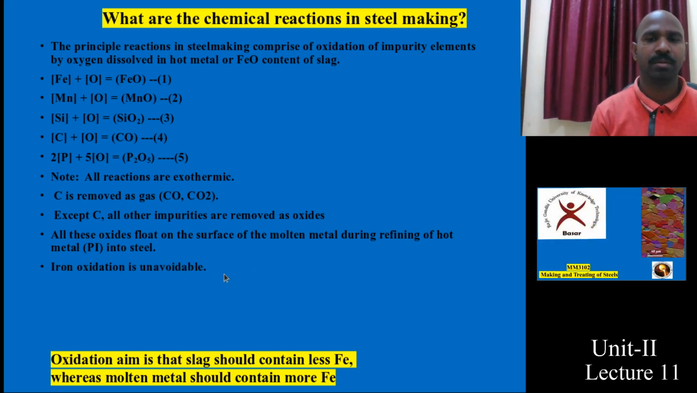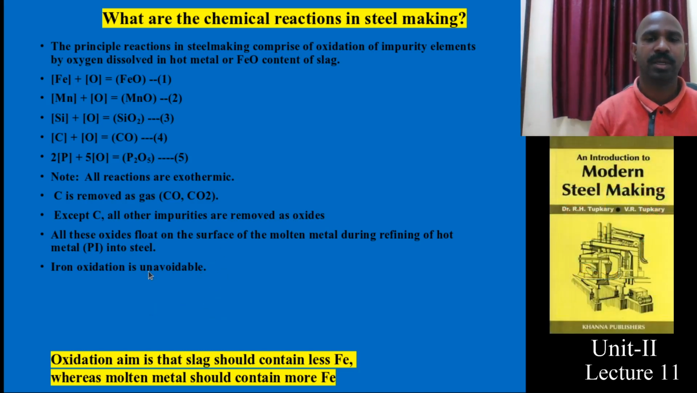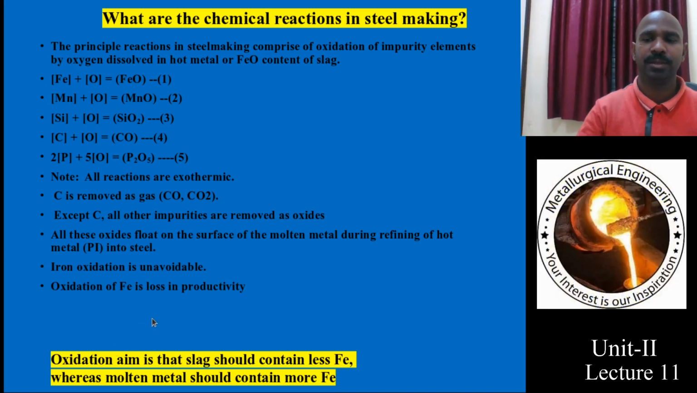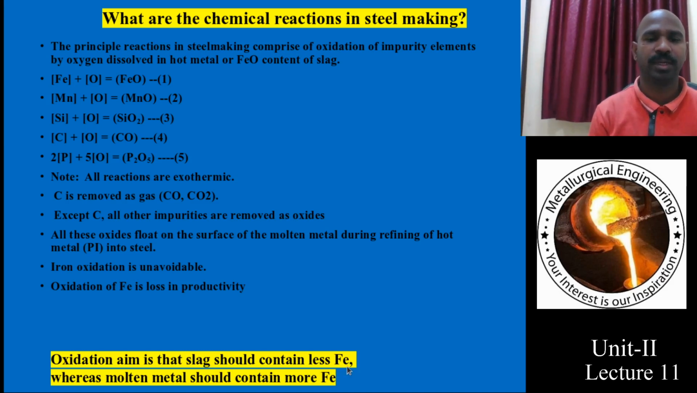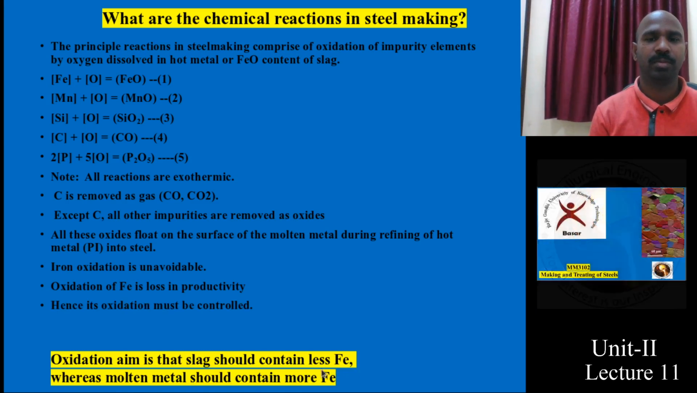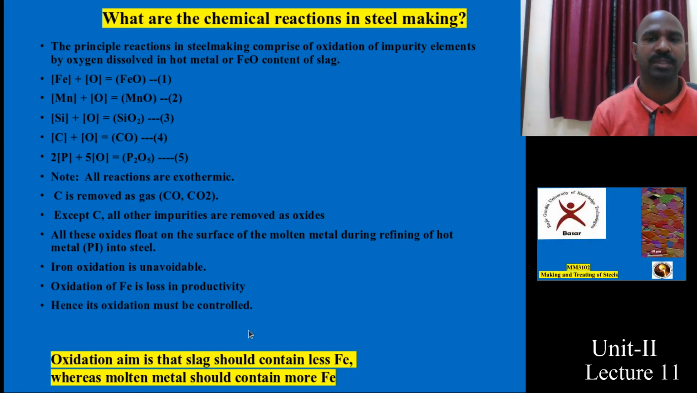Iron reoxidation is unavoidable, but controlling the iron oxidation is of prime importance in LD converter steel making reactions. You need to make sure that in these oxidation reactions the slag contains less iron and the molten metal, steel, contains more iron. These things can be controlled, which is possible.